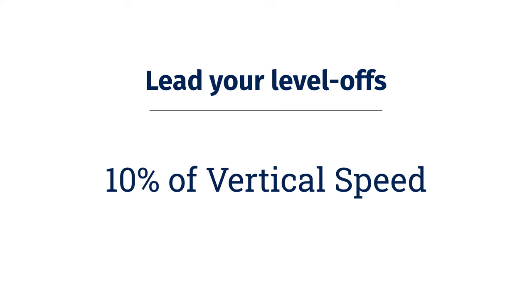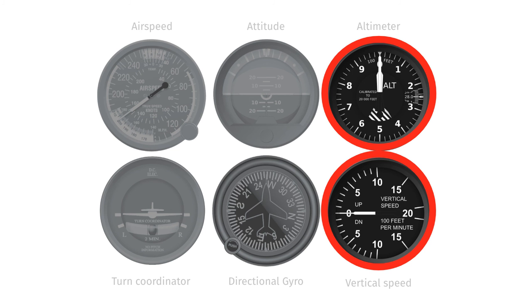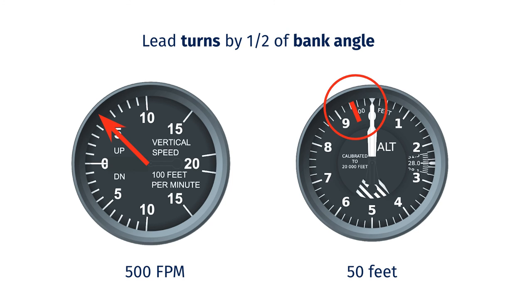The other rule of thumb we'll cover is for leveling off from climbs and descents. Here, you can lead your level off by 10% of your vertical speed. To manage this rule of thumb, we'll be using these two instruments, the altimeter and the vertical speed indicator. Let's say that I'm climbing at a rate of 500 feet per minute to an altitude of 2,000 feet, right? So 10% of my vertical speed, which is 500 feet, 10% of 500 feet is 50 feet. That means I'll begin leveling off from my climb 50 feet prior to reaching my target altitude.